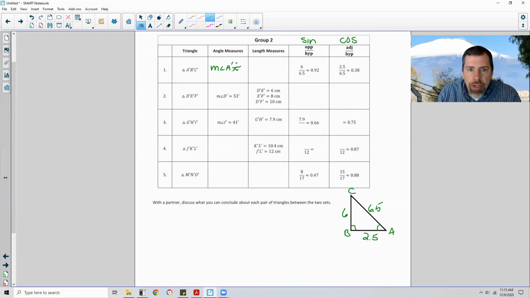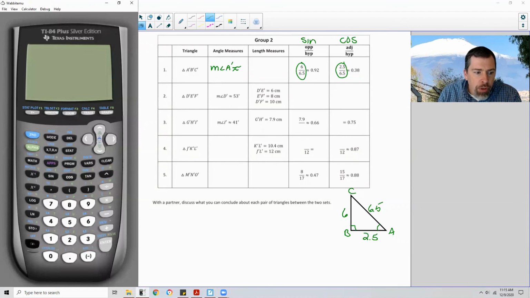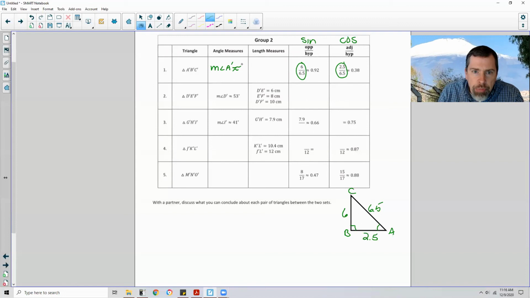So now I can answer all these questions. The measure of angle A equals, so I could do the sine of this or the cosine of that. It doesn't matter which one you do. I've been doing sine over and over. This time I'm going to do the cosine inverse of my adjacent over hypotenuse, which is 2.5 divided by 6.5, will give me 67.4 degrees. So let's just say approximately 67 degrees.